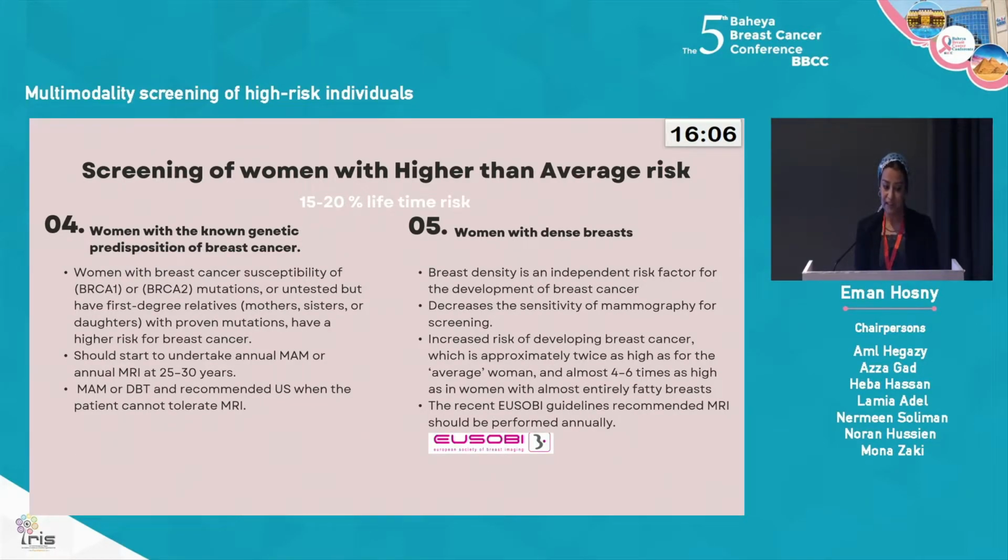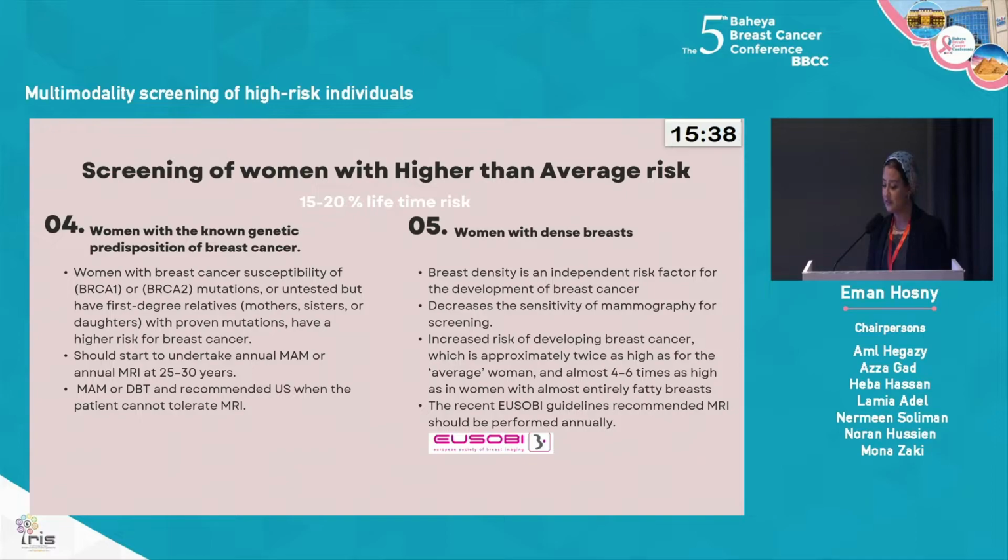Women with a genetic predisposition to breast cancer, with BRCA1 or BRCA2 mutation, or untested but with a first-degree relative (mother, sister, or daughter) with a proven mutation, have a higher risk of breast cancer and should start annual mammogram or annual MRI at 25 to 30 years. Mammogram and digital tomosynthesis is recommended when MRI is not tolerated.